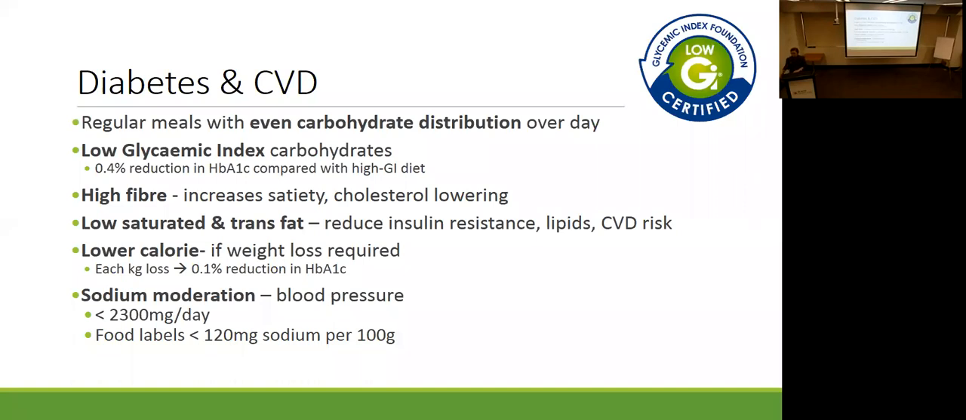It's very important to increase fibre, particularly in diabetes, because type 2 diabetes, I guess the biggest risk for developing it is obesity. So it increases satiety, and also the soluble fibre component in fruit and vegetables and whole grains has a cholesterol lowering effect. We want to also provide information on low saturated fat and trans fats.